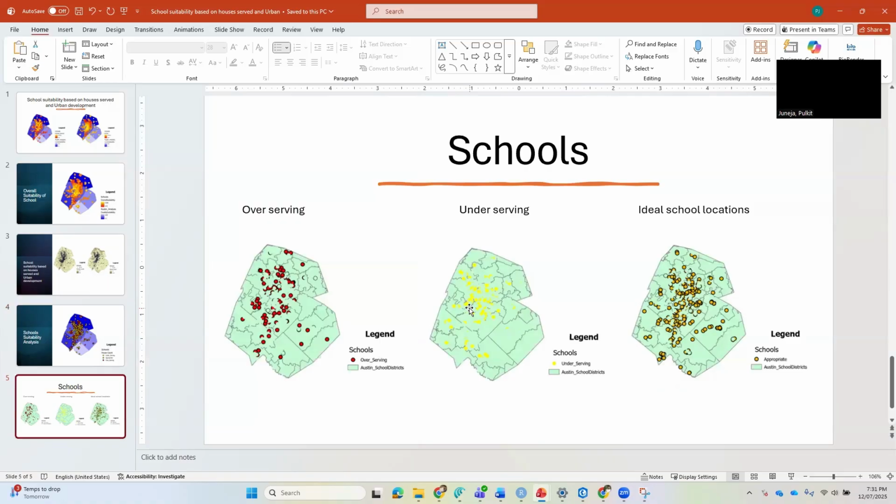And finally, all these three are separated out on the map. You can see the schools which are over-serving in red, and the middle one is for the schools which are under-serving, where there is not enough population, but there are schools. And finally, there are the ideal school locations. You can see that the ideal school locations are more numerous compared to the overserving or underserving. So they're doing a good job at finding a good location for the school, but there can be some improvements in that context. With that, thank you.